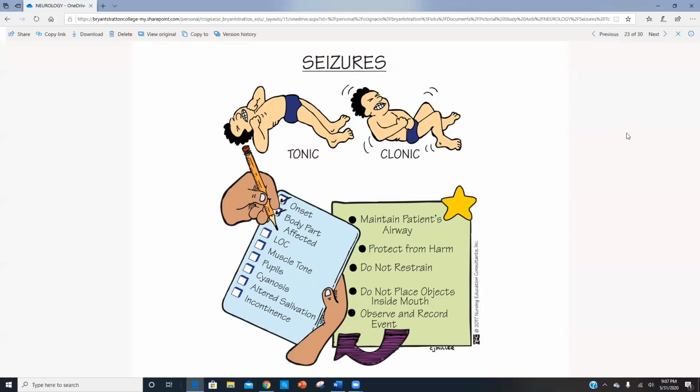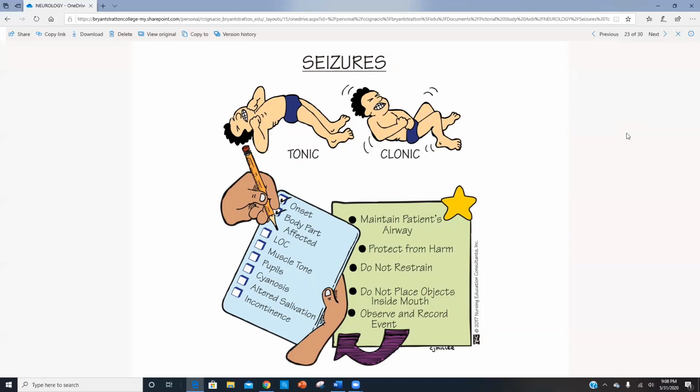Okay, so for your nursing interventions, you want to maintain a patent airway, position them on their side, monitor respiratory status, and loosen any restrictive clothing. Make sure that the patient is safe and free from injury. Do not restrain the client. Do not put anything in the client's mouth. Turn the client's head to the side to prevent aspiration. Document observations before, during, and after the seizure.